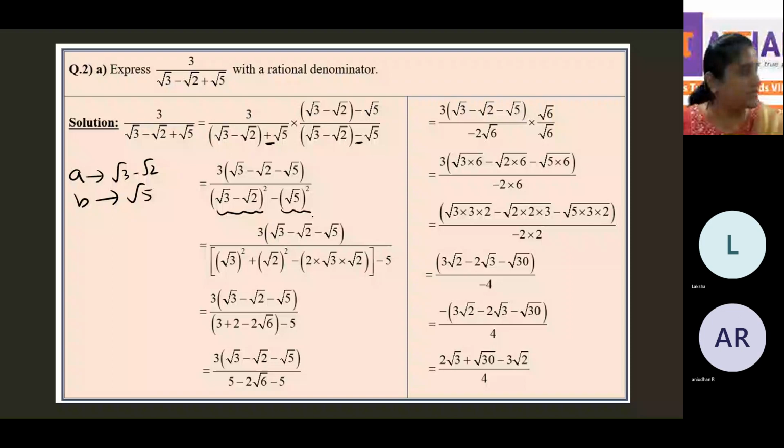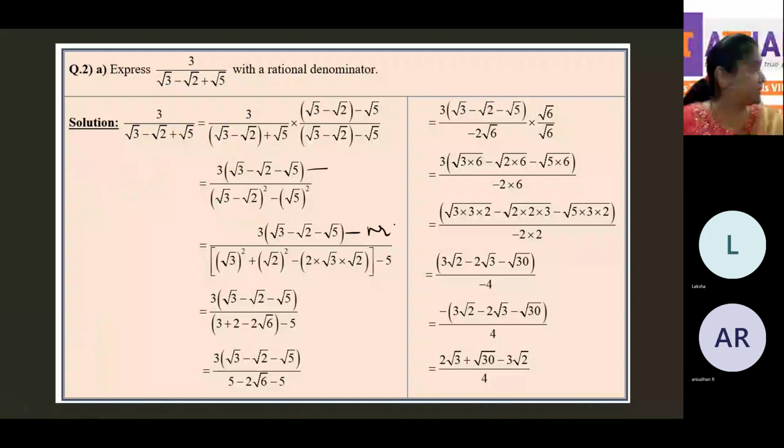Next step, do not multiply. Don't write 3 root 3, 3 root 2. Do not multiply the numerator. Just have it as it is. We'll multiply if needed in the end. So write the numerator as it is. See the same numerator. Write the numerator as it is.